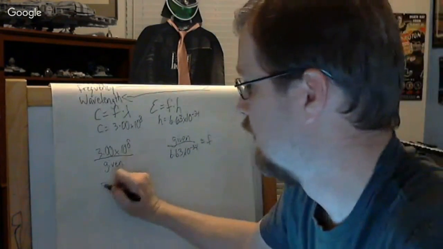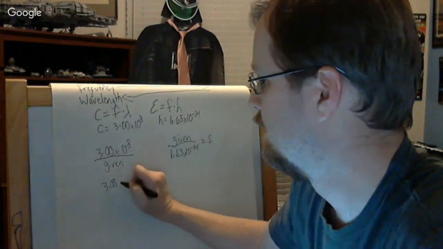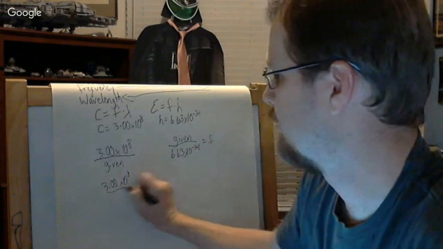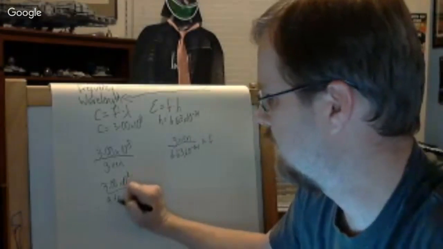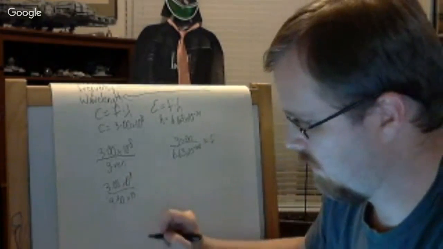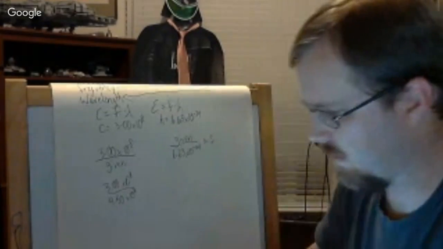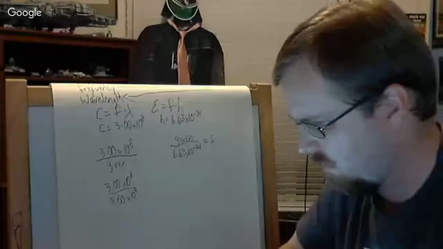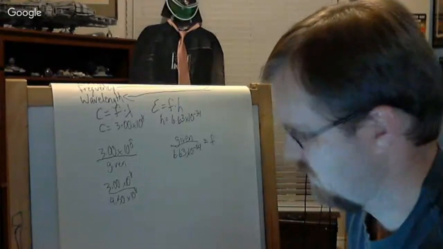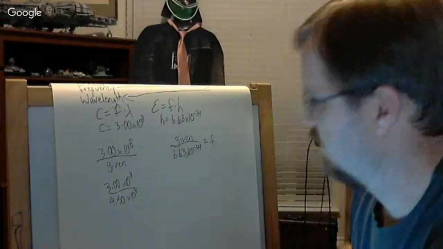As I just pointed out, this is what we're going to do. We're going to do 3.00 divided by the number that you gave to us, which is 4.50 times 10 to the 8th power. Okay. All right, so then what we do is we type in 3.00.